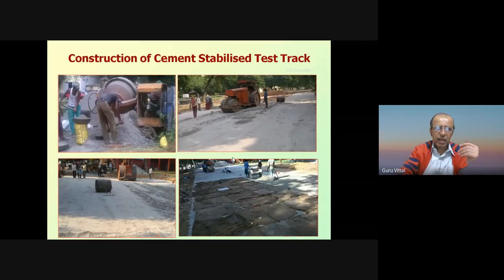Some photographs constructing a stabilized layer in our campus itself as a test track using fly ash. We are mixing it with a normal type of concrete mixer, then laying it and compacting it. Of course, if you compact it using a roller, some amount of unevenness may be there, so we used a small roller to remove that unevenness.